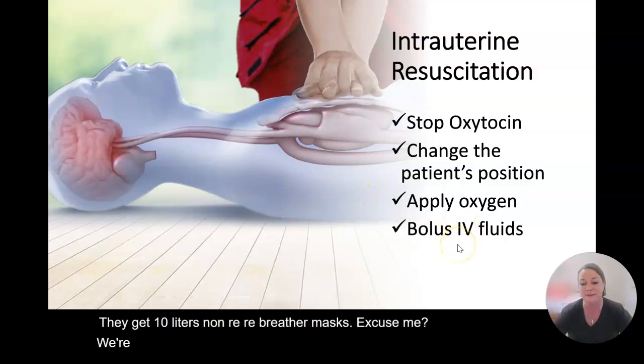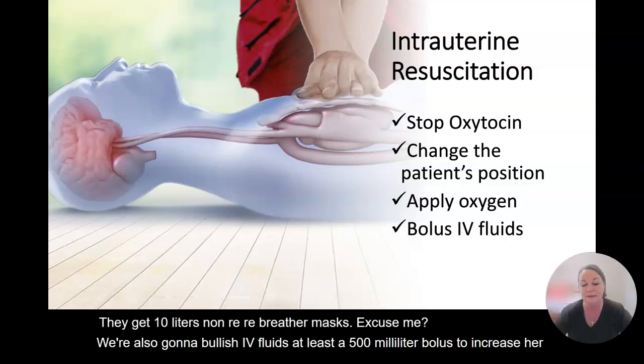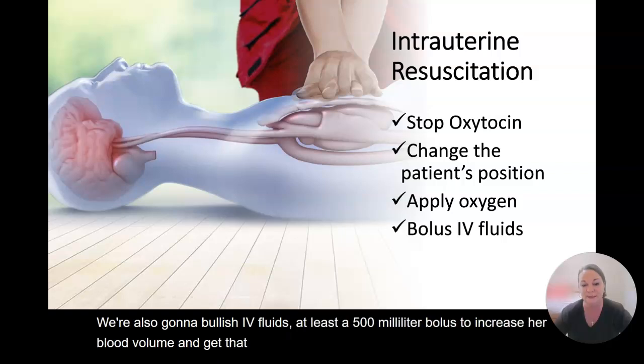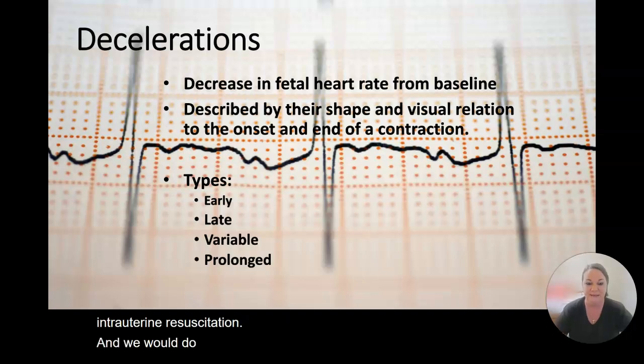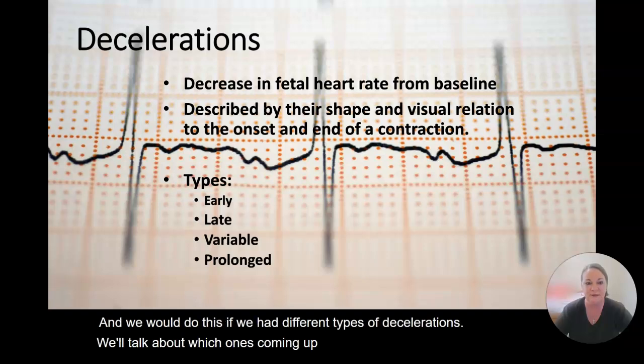We're also going to bolus IV fluids. At least a 500 milliliter bolus to increase her blood volume and get that blood flowing to the baby. That's called intrauterine resuscitation. And we would do this if we had different types of decelerations. We'll talk about which ones coming up here.